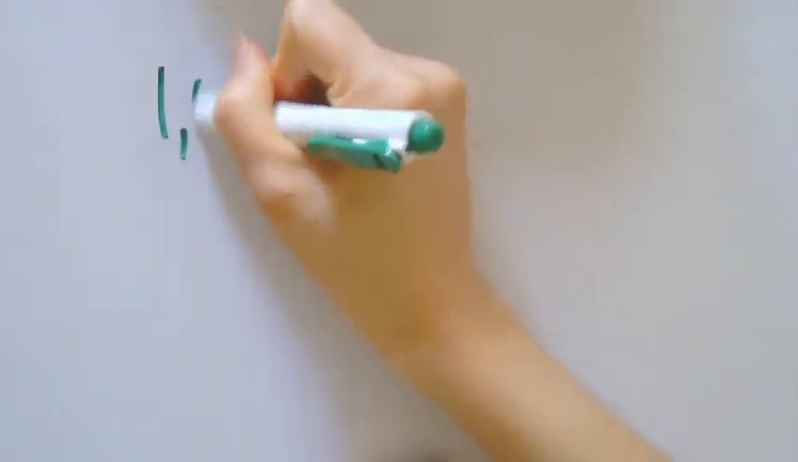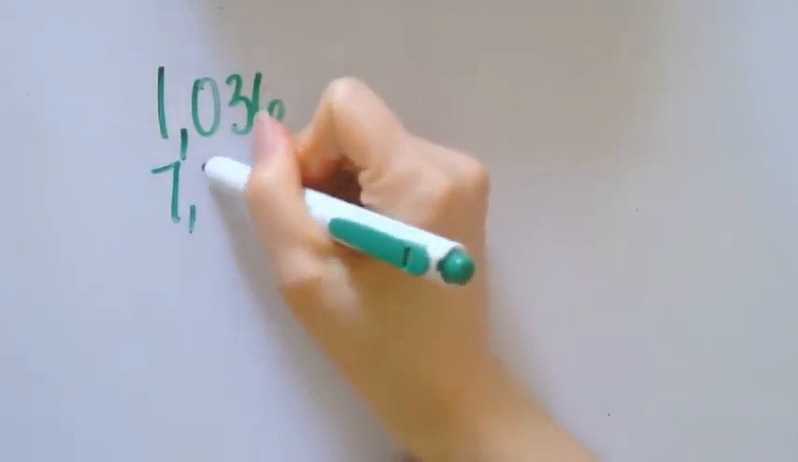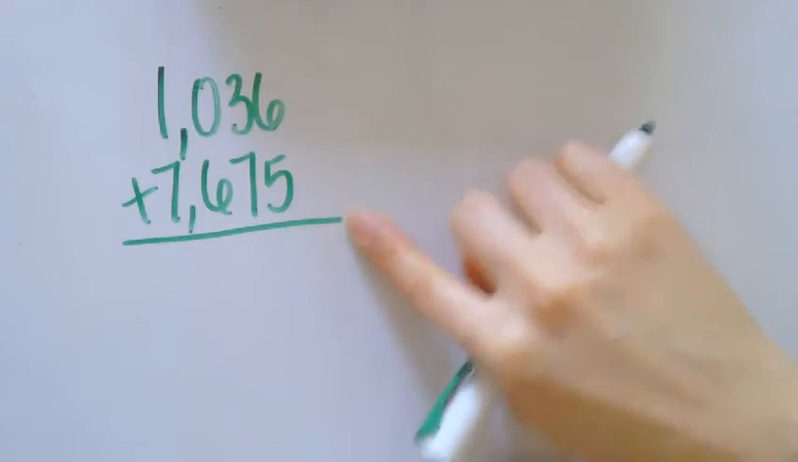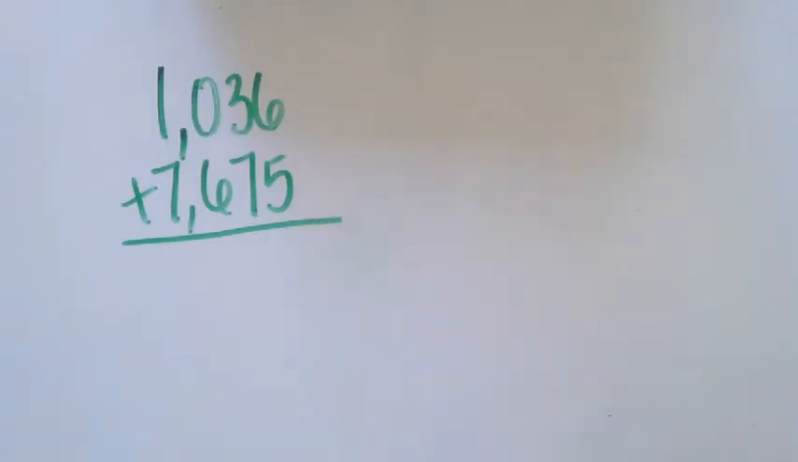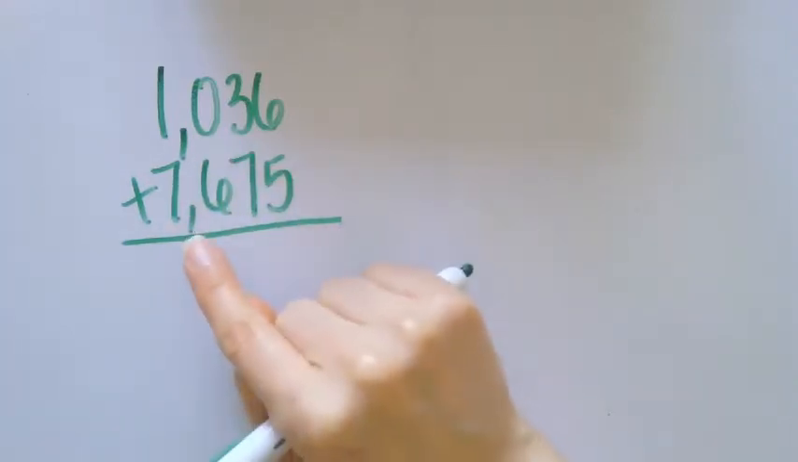Okay, all right, so first one, I'm going to go ahead and write down the first problem. And without me reading it, I want you to read the problem as it is written. Okay. All right, so we should be reading this as 1036 plus 7675. Did you say it correctly? Good job. Go ahead and give yourself a nice little pat on the back if you did. And if you didn't, let's see if by the end of the video we can get there, okay?